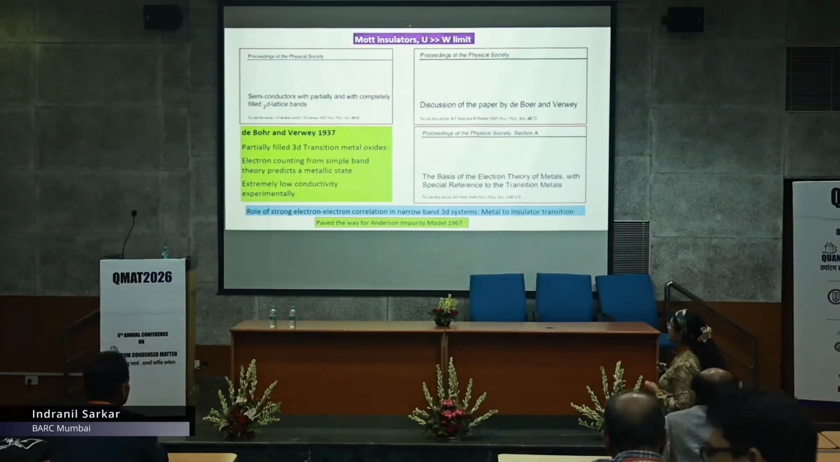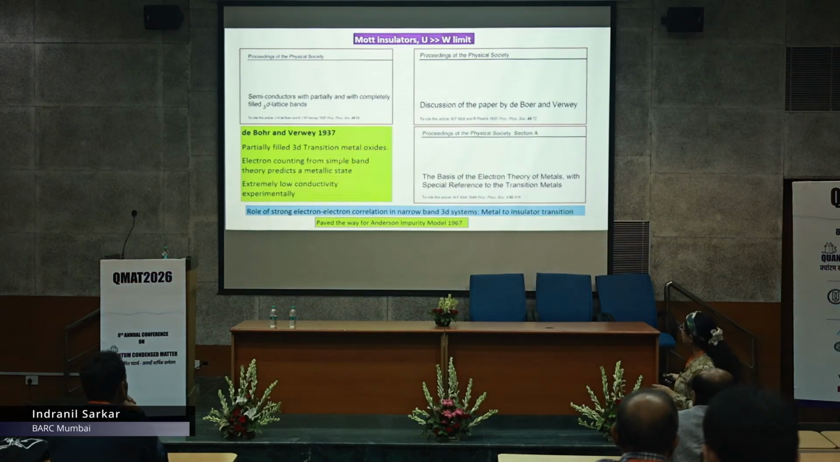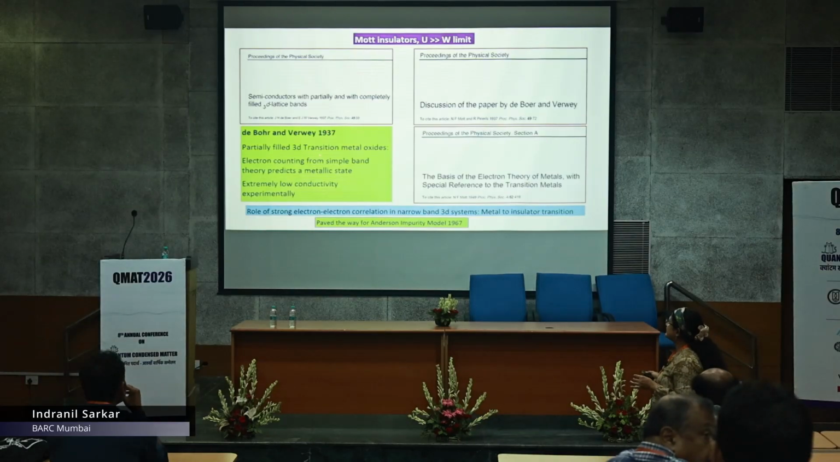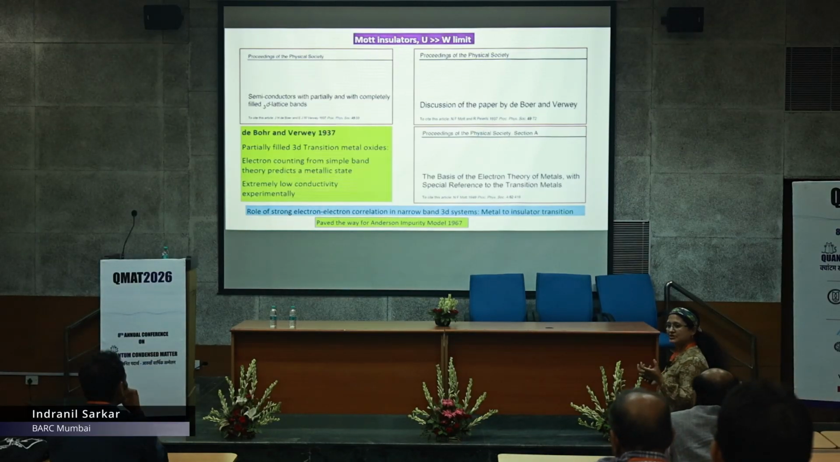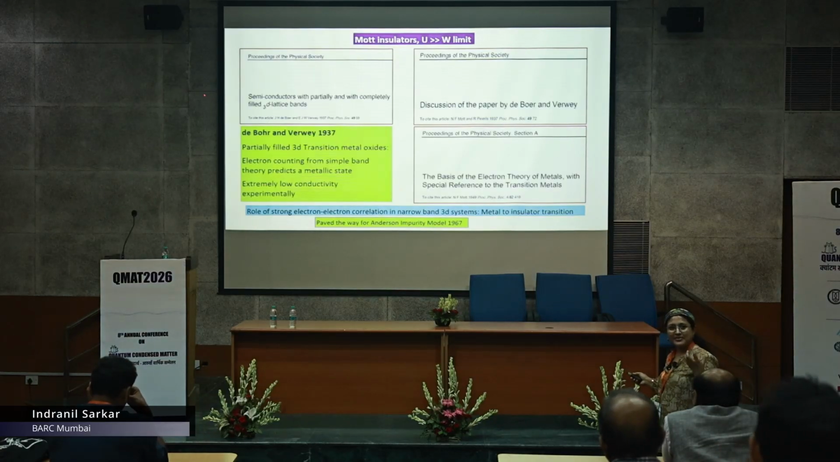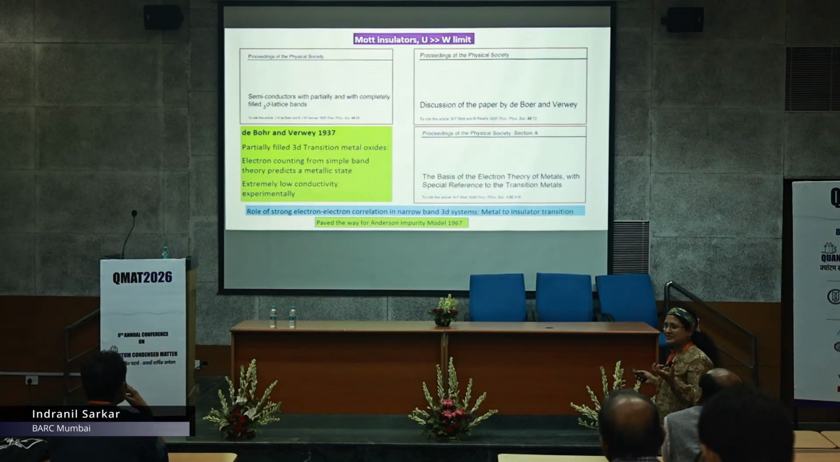So the Mott insulator, as I have told you, is in the U greater than W limit, which was first seen by de Boer and Verwey, where they saw that in a partially filled 3D transition metal oxide, electron counting from a simple band calculation should predict a metallic state, but it actually displays very low conductivity experimentally.